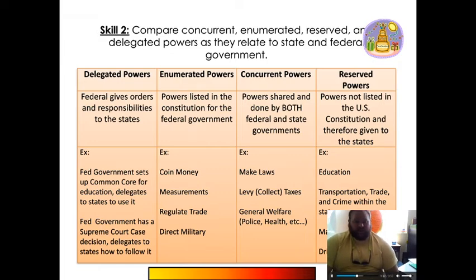Enumerated powers like coin money, measurements, regulate trade, and direct the military, those all belong only to the federal government. Concurrent powers, including making laws, collecting taxes, and the general welfare, those are shared by all three levels of government, even local government. And then finally, reserved powers. Reserved powers are those just given to the states. Things like education, elections, transportation, trade, and crime within the state, marriages, and driver's licenses. I'll give you a few minutes to write this down.